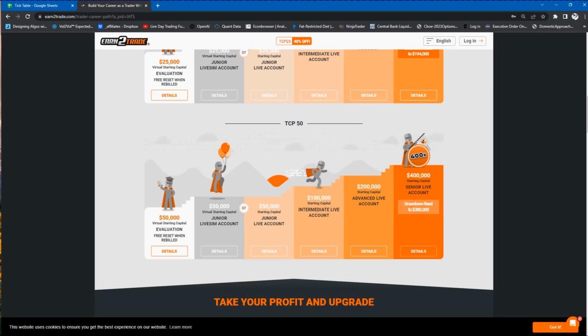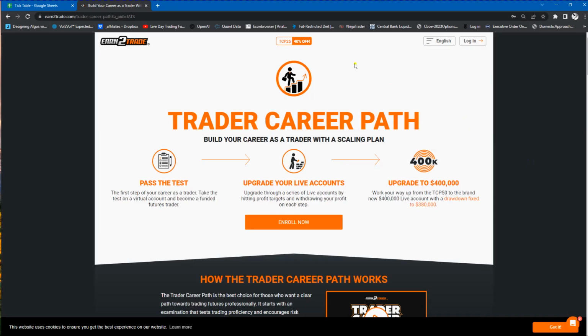Once you have a lot of contracts that you can deploy at any one time, I think you have 20 or 30 contracts that you can throw in the market, if you would want to. But take your profit and upgrade.